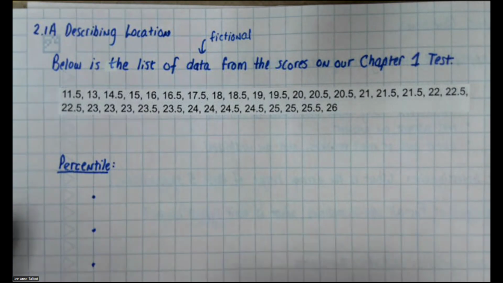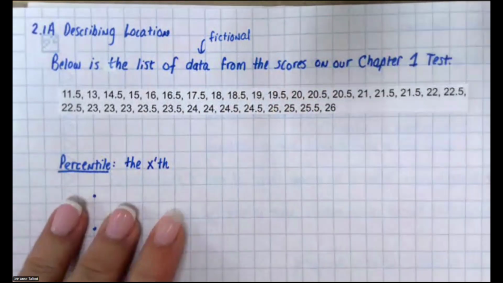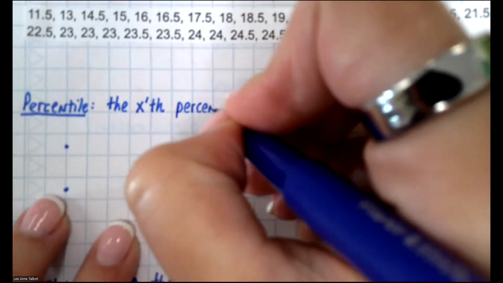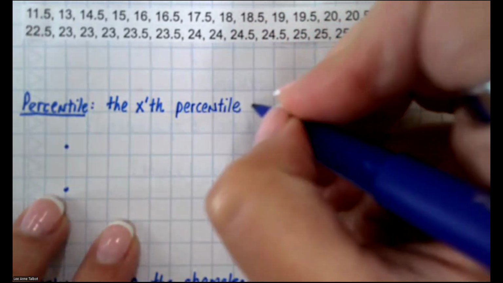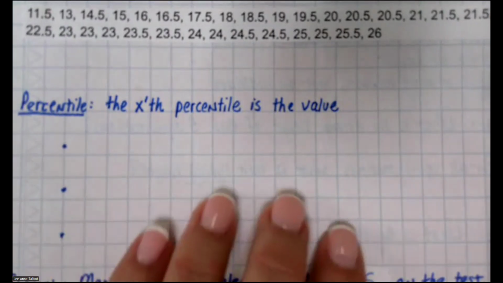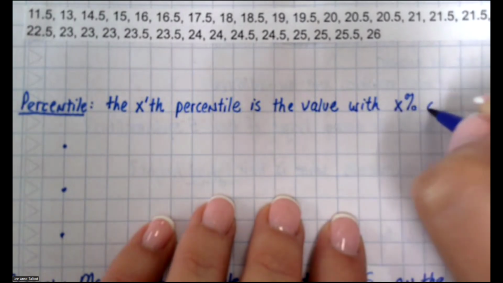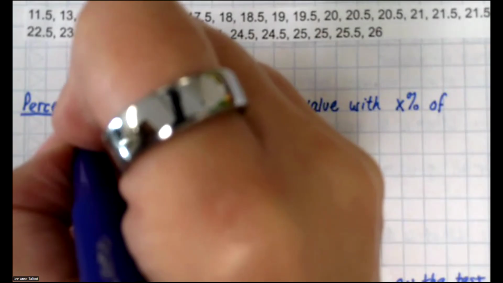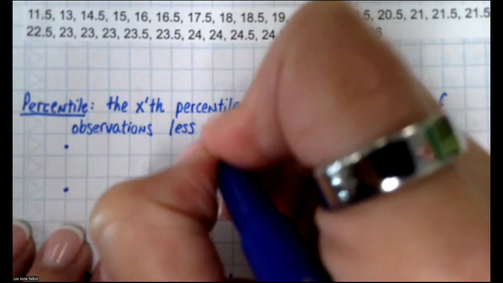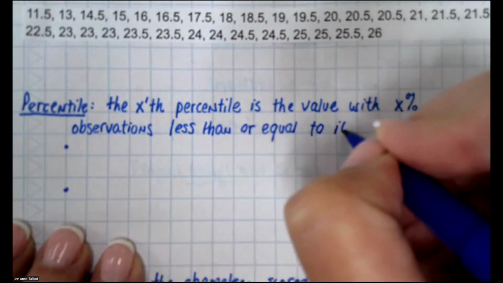So first we need to define percentile. The Xth percentile is the value with X percent of observations less than or equal to it.